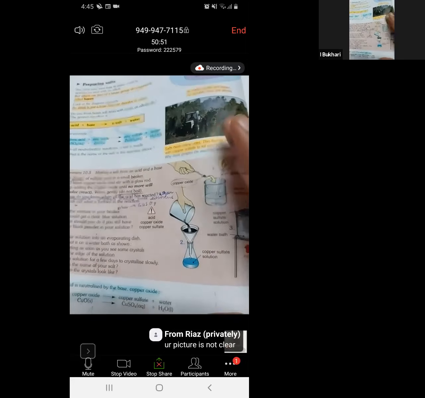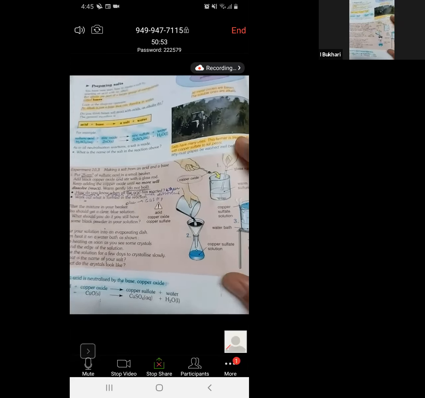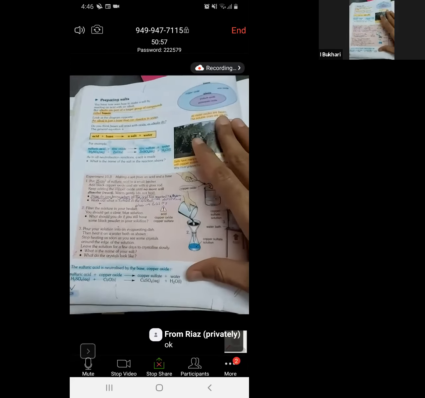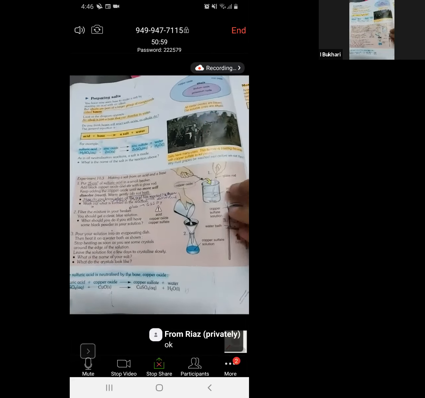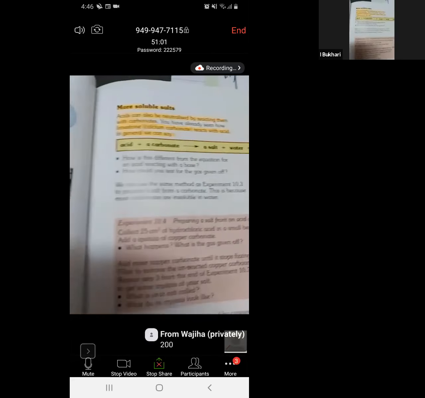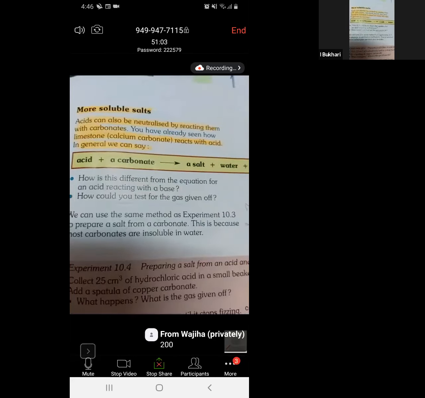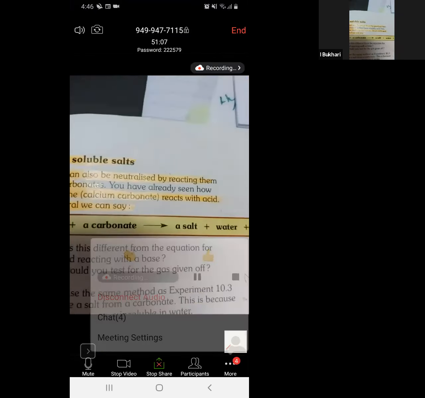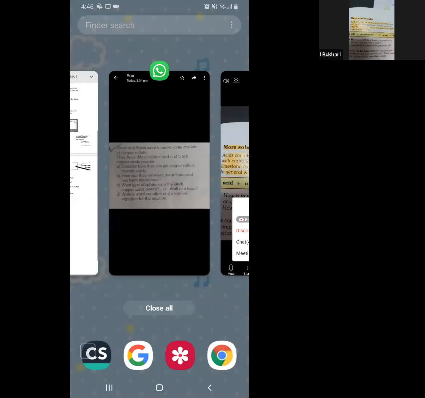Okay, this picture is even in your book, Riaz. If you can figure out what page this is, I am just showing you the same page. Okay, it is page 200. Wajiha is saying it's page 200. Okay, now let's move on to the next question.